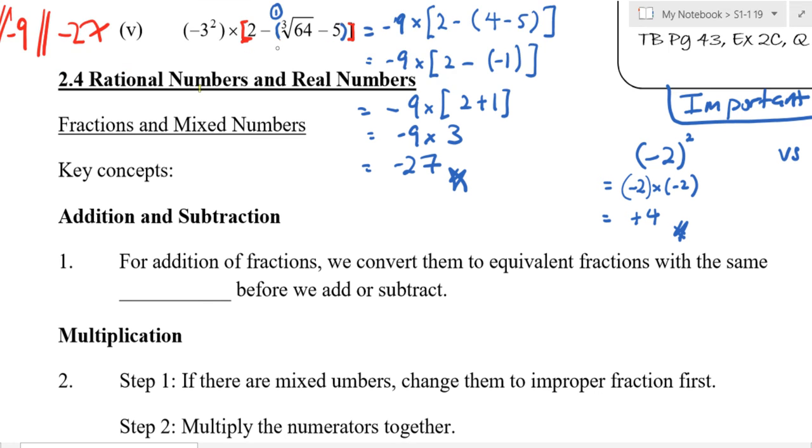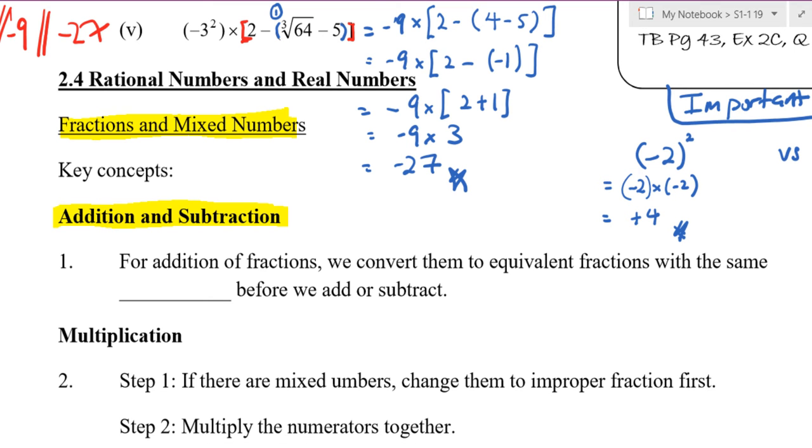So can you highlight fraction and mixed number? Now what is the concept? If I want to add or subtract, what must I do? I must make sure you have the same what? Denominator. Can you write that down?